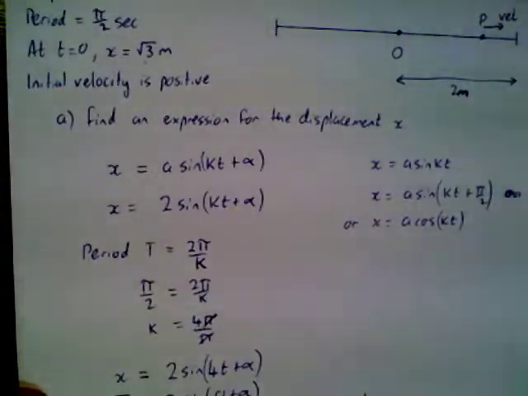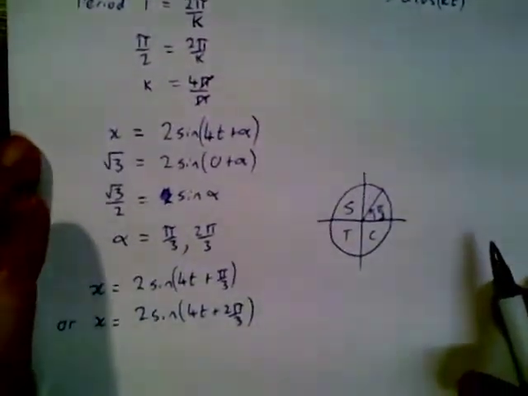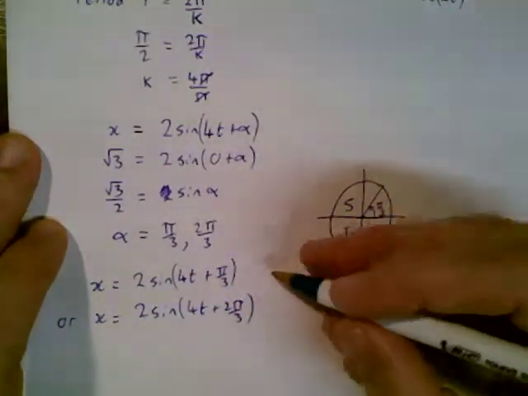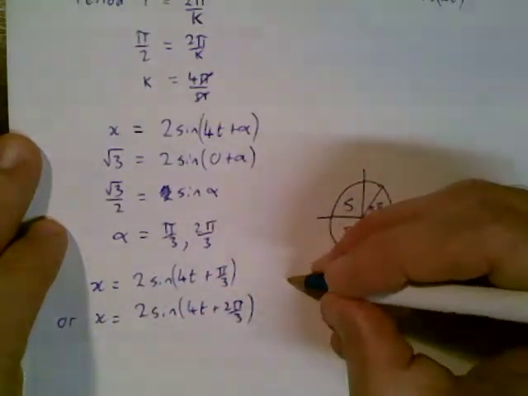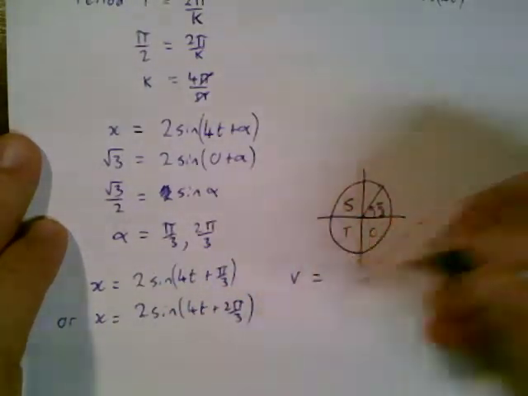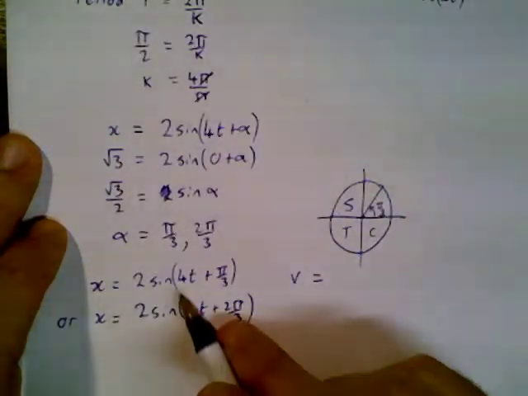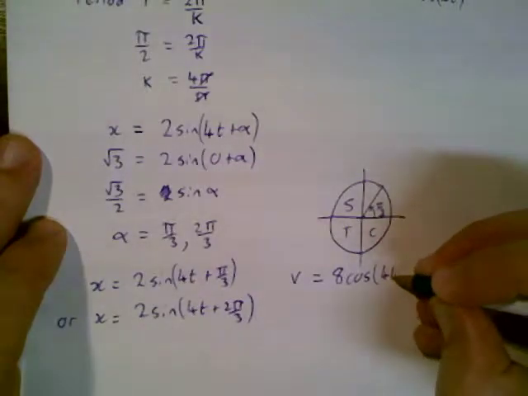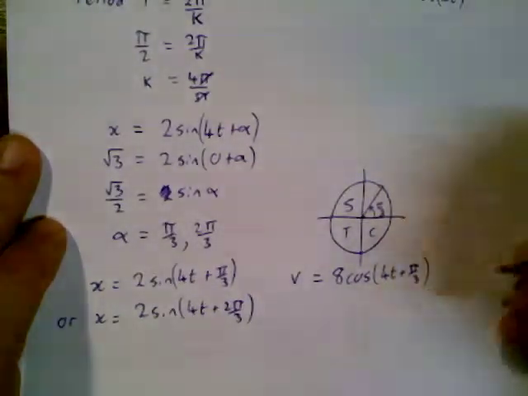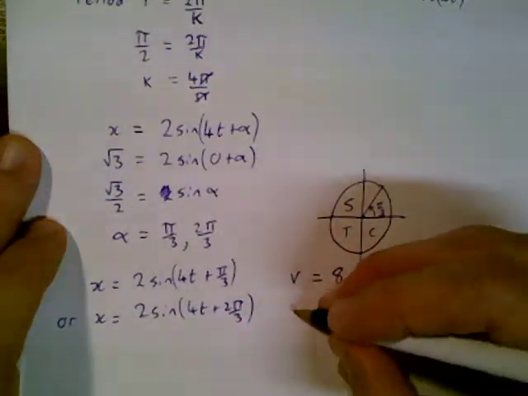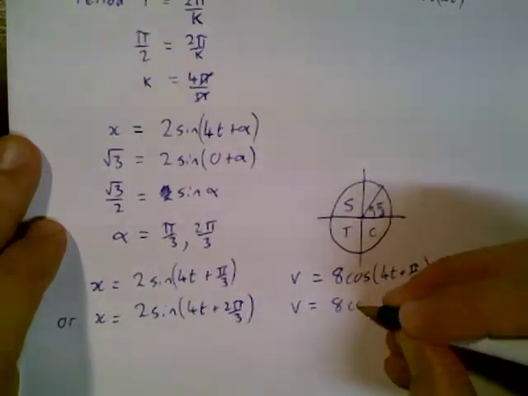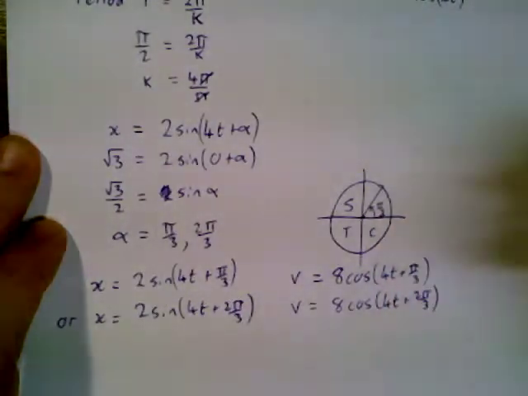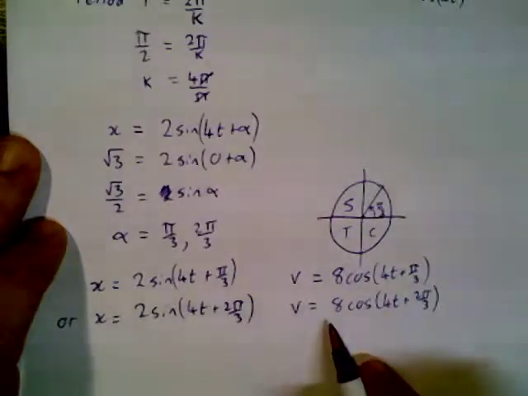Okay, so what we could do here if we wanted to, there's a couple of ways of working out which one to use. We could actually differentiate these expressions and get expressions for velocity. So for the first one here, differentiate that, I'll get velocity is equal to, multiplied by the 4 here, 8 cos 4t plus pi on 3. And differentiating the second one, we get velocity is equal to 8 cos 4t plus 2 pi on 3. So we want our initial velocity to be positive.